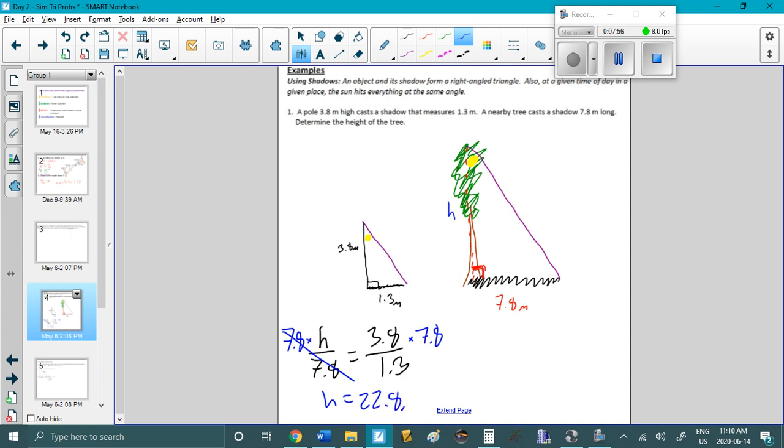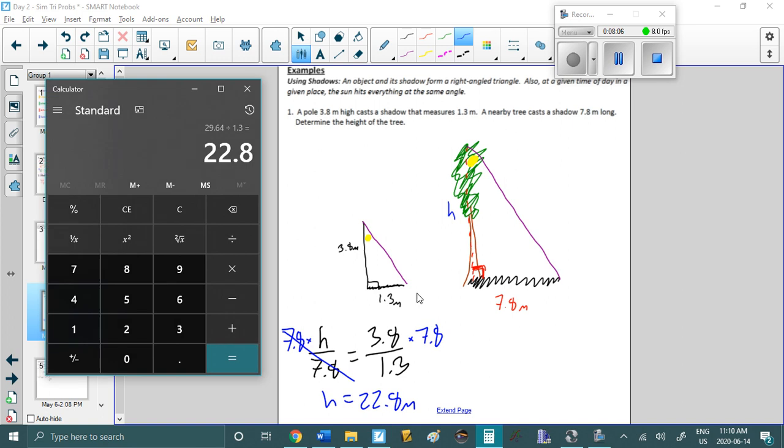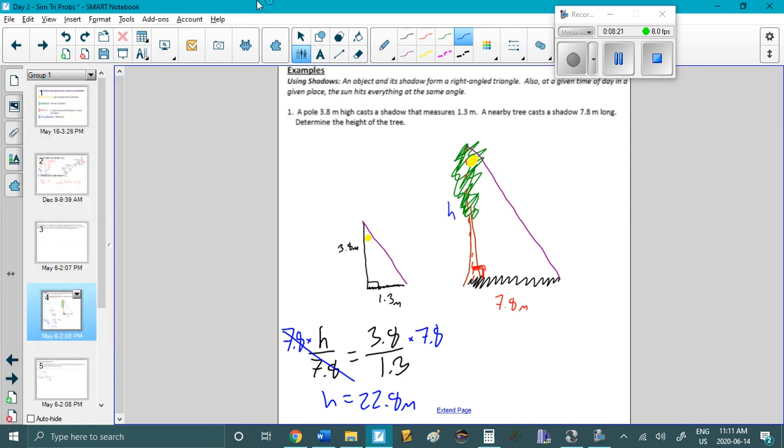And if we look at our diagram and think about it, this pole was longer than its shadow, almost 3 times. And this height is almost 3 times bigger than its shadow. So it totally makes sense. If I ask for the scale factor, we would do 7.8 divided by 1.3. It's 6. So the tree is 6 times taller than this. And so if we multiply 6 times 3.8, we get 22.8. So lots of little things you can do in there, but basically this right here, that's the gist of it.